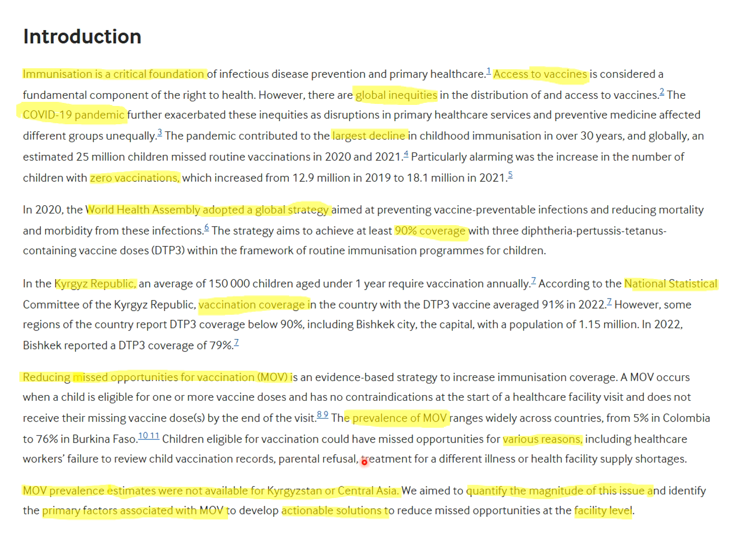Children eligible for vaccination could have missed opportunities for various reasons. Now he's talking about reasons in the last two lines of this paragraph, including healthcare workers' failure to review child immunization or vaccination records, parental refusal, treatment for a different illness, or health facility supply shortages. So he talked about different reasons, but here there is no reference given. This is strange, as these reasons must be evidence supported. So this is something that we picked. One was about the numbering, and now no reference is given to this very important sentence.